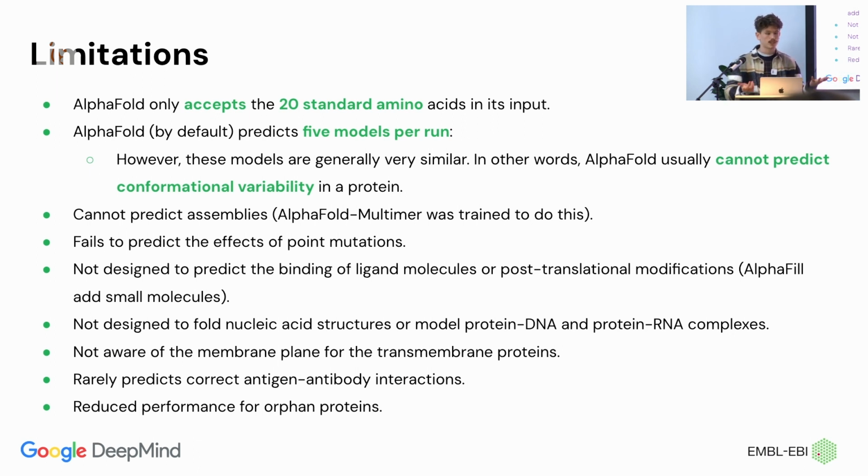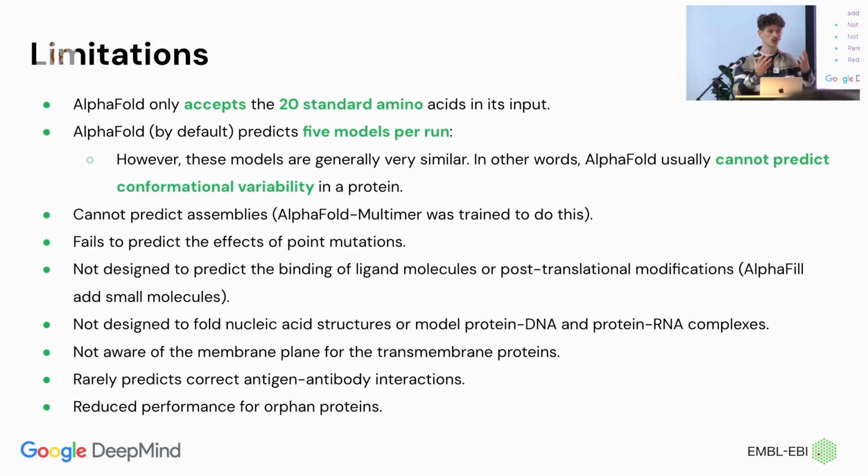It cannot predict assembly, so that's why we have AlphaFold Multimer. And we discourage you from predicting point mutations with AlphaFold because it wasn't designed for that. It was also not designed to predict the binding of ligand molecules or any post-translational modifications. And obviously, we heard a little bit about transmembrane proteins. It's not aware of the membrane plane either.